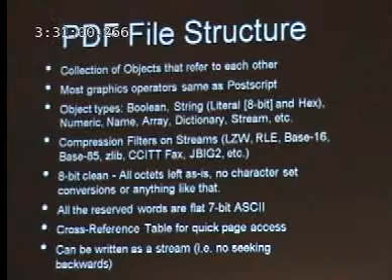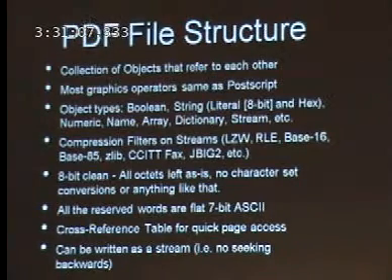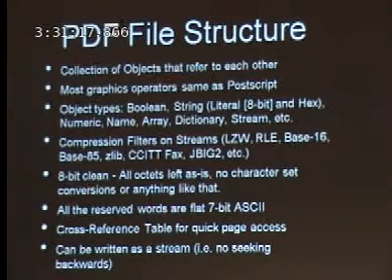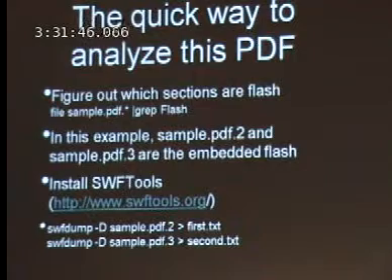If you're analyzing it, the way a PDF is laid out is basically just a bunch of objects, like a big blob of text and a font object and a bunch of images and a Flash object, and it's all in 7-bit ASCII for the most part, although strings can be 8-bit. The really quick way to analyze the PDF is to install XPDF, which comes with a tool called pdftosrc that lets you dump each of those little sections out of the PDF. Strangely, it doesn't do all the sections at once. It just does them one at a time, so you can do something like that, and then figure out which one's the Flash file.